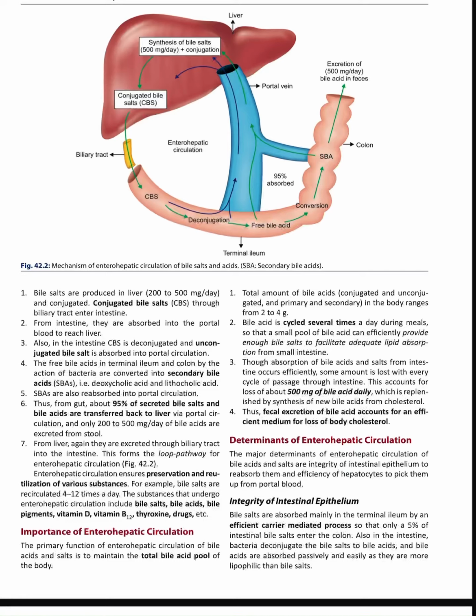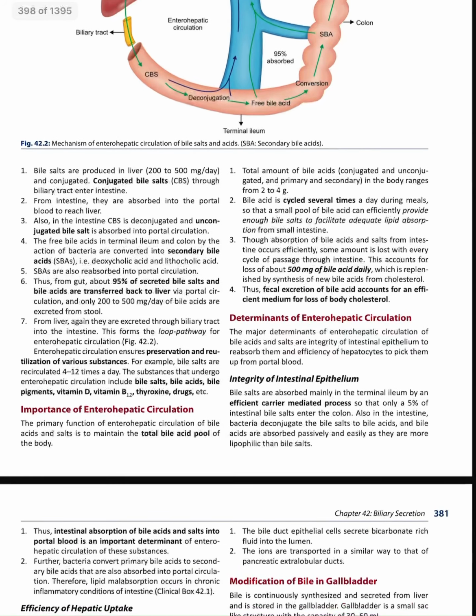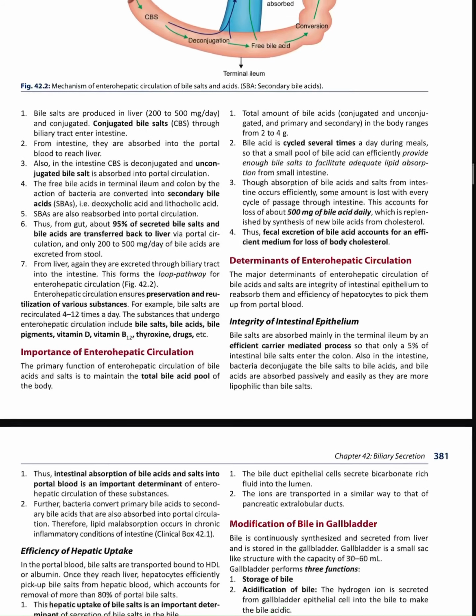Determinants of enterohepatic circulation. The major determinants of enterohepatic circulation of bile acid and salt are integrity of the intestinal epithelium to reabsorb them and efficiency of the hepatocyte to pick them up from portal blood. Integrity of intestinal epithelium: bile salts are reabsorbed mainly in the terminal ileum by an efficient carrier-mediated process, so that only 5% of intestinal bile salt enters the colon. Also in the intestine, bacteria deconjugate the bile salt to bile acid, and the bile acid is absorbed passively and easily as it is more lipophilic than bile salt.